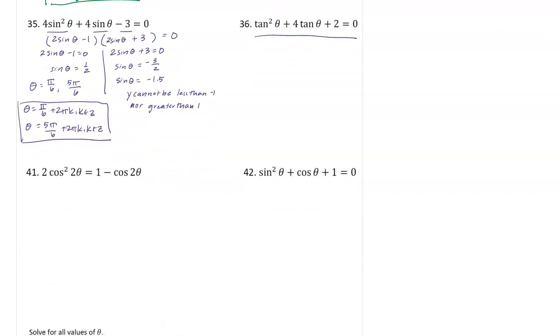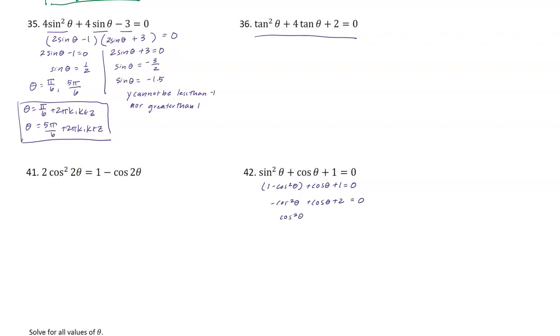42. Once again, these don't involve. Once again, this one, I mean, you want to change it into 1 minus cosine squared theta plus cosine of theta plus 1 equals 0. So you get negative cosine squared theta plus cosine of theta plus 2 equals 0.